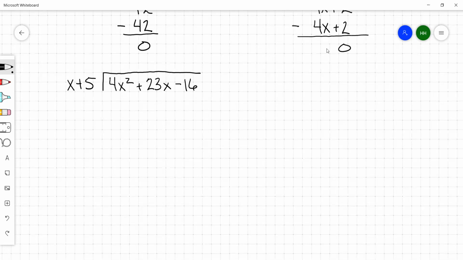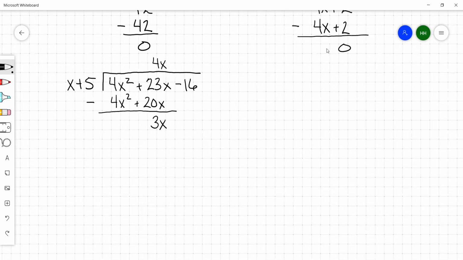All right, so the x into the 4x squared. X into 4x squared goes 4x times. And then we're going to multiply. So 4x times x is your 4x squared. 4x times 5 is positive 20x. Going to subtract. 4x squared minus 4x squared is 0. 23x minus 20x, that's 3x.